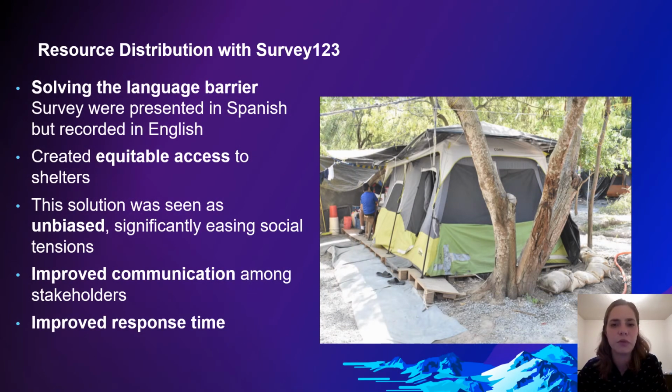Using Survey 123 to distribute humanitarian aid in an emergency setting streamlined the process significantly. It solved the language barrier, it created equitable access to shelters by reducing perceived favoritism, it eased social tensions as it was seen as unbiased. It improved communication among stakeholders, which in turn improved response time.